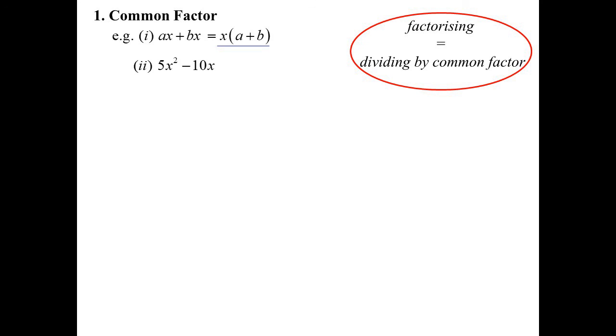This one I used to illustrate: 5x squared minus 10x. There's actually two common factors there. Some people just pull the x out, some people just pull the 5 out. But no, we pull out all the common factors.